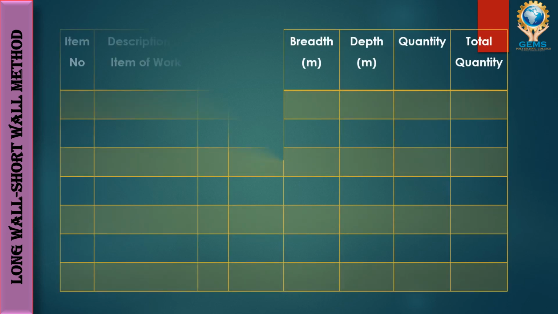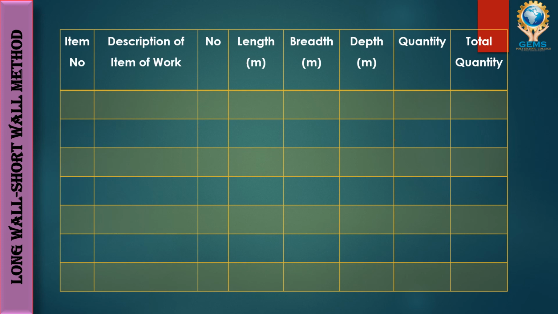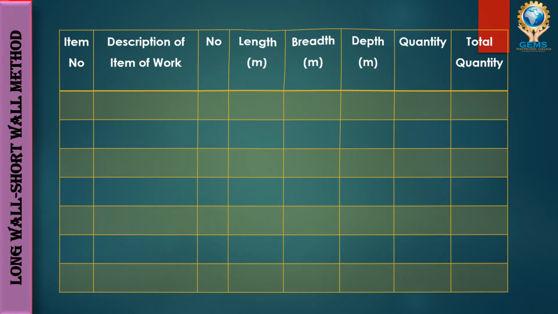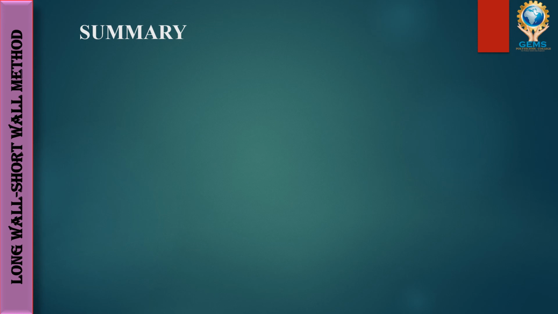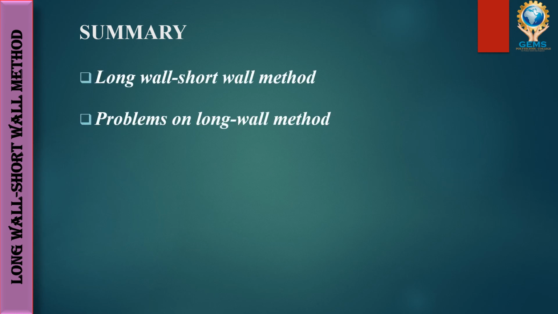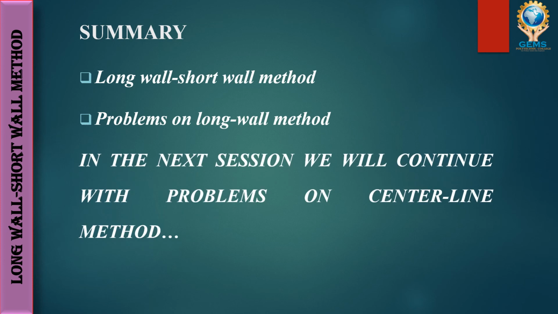So three things we have seen in this lecture. After calculating everything, we need to enter every detail in the measurement sheet here: length, breadth, depth and quantity. So that's it for this session. We have seen problems based on the long wall short wall method. The first three portions we have seen in this lecture. In the next lecture we are going to solve the next three parts: how we can calculate the DPC and brick masonry, then mosaic tile flooring.